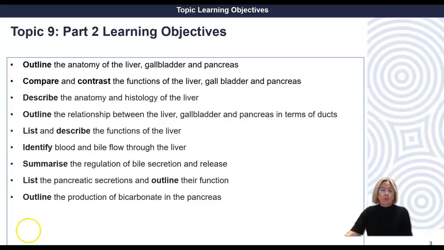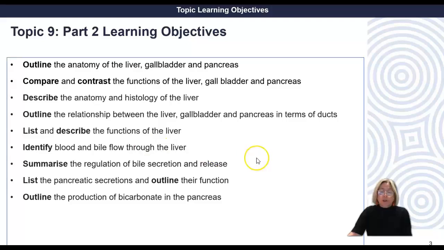Here are the learning objectives for this part of the topic. Be able to outline the anatomy of the liver, gallbladder and pancreas. Be able to compare and contrast the functions of the liver, the gallbladder and the pancreas. Describe particularly the anatomy and histology of the liver. And then outline the relationship between the liver, the gallbladder and the pancreas in terms of ducts.